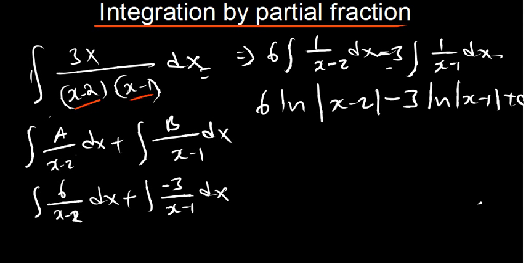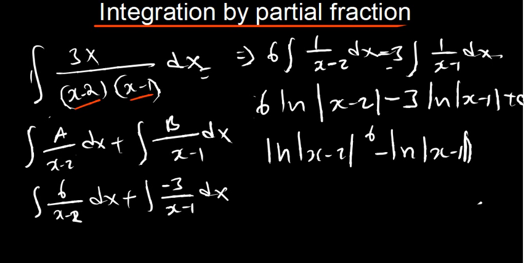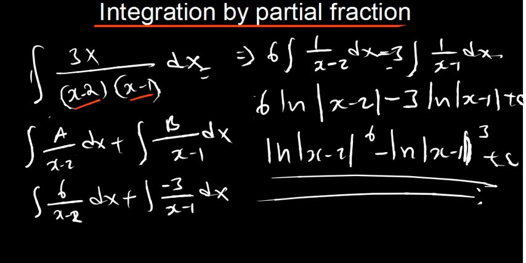But we should not forget that, according to the rules of ln, we can just shift these two guys. If you want, you can put these two guys on top, then it's going to be ln of (x minus 2) to the power 6 minus ln of (x minus 1) to the power 3, then plus c. So we can say that this is our answer. Okay, so now let's work out this example.